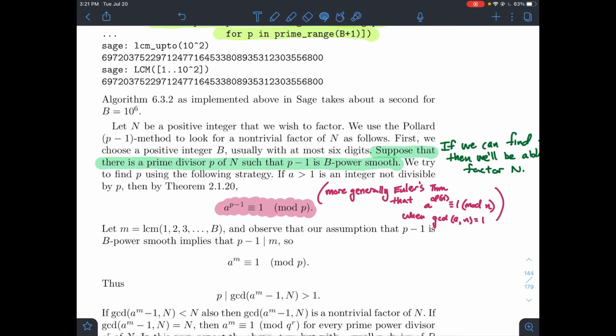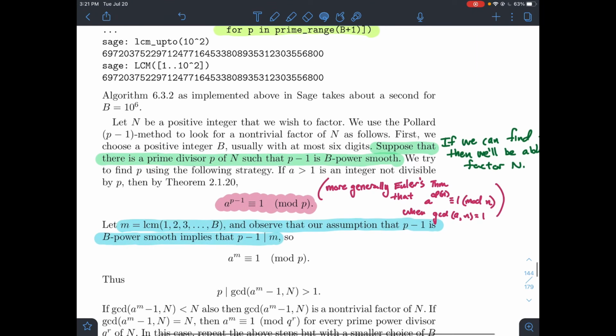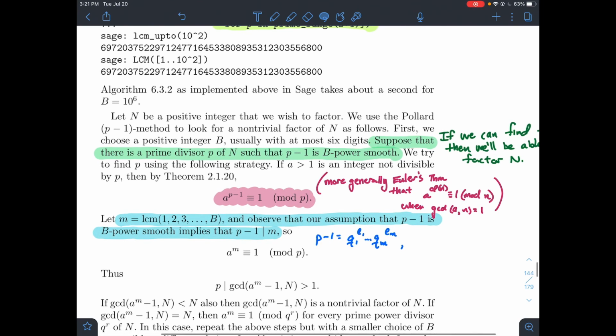M is going to be the least common multiple of all the integers up to b. So I'm here in this blue part, and observe here that, by the green assumption, p-1 is b power smooth. That tells me that p-1 has to divide m, this least common multiple of all these integers up to b. And the reason for that's pretty simple.